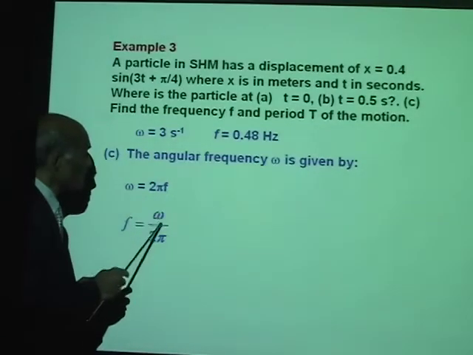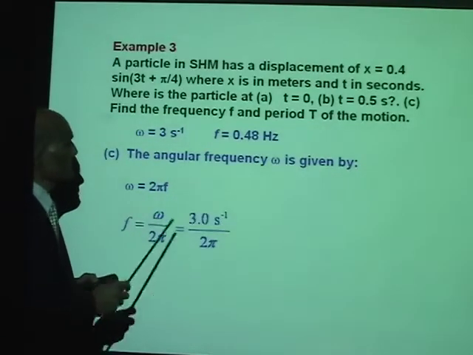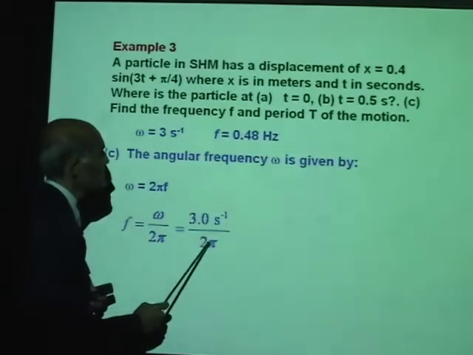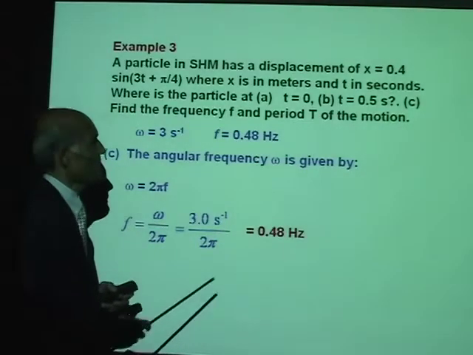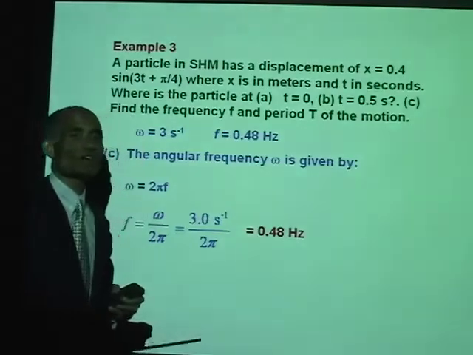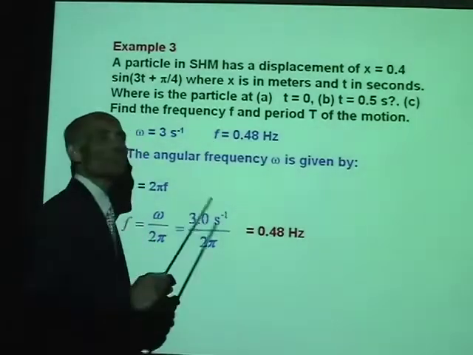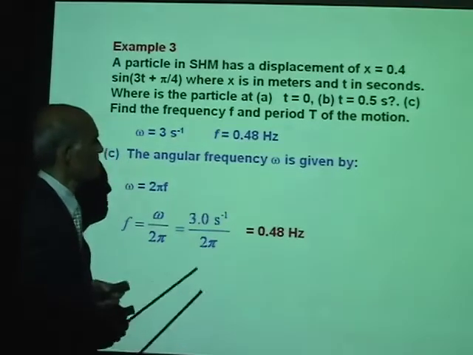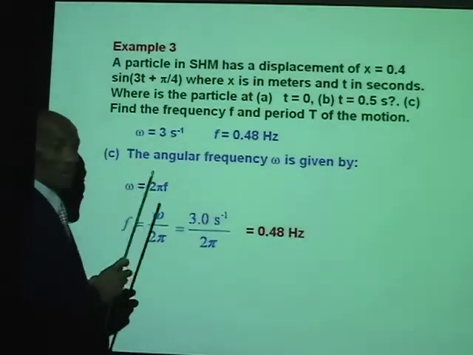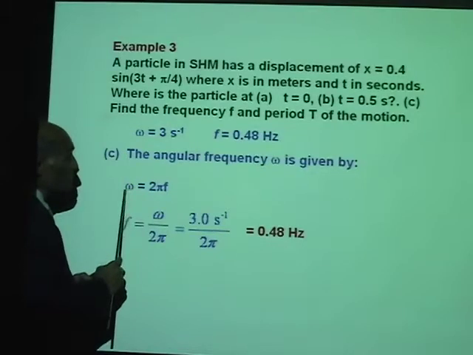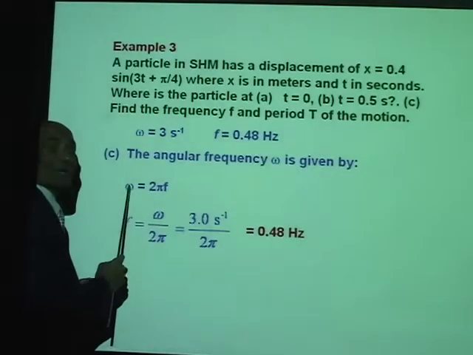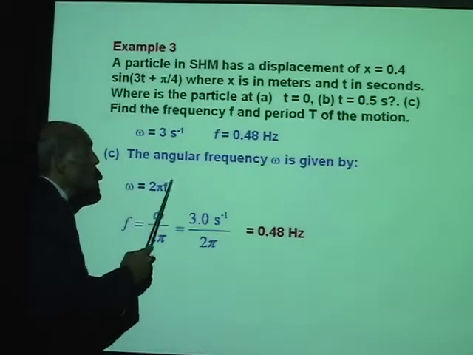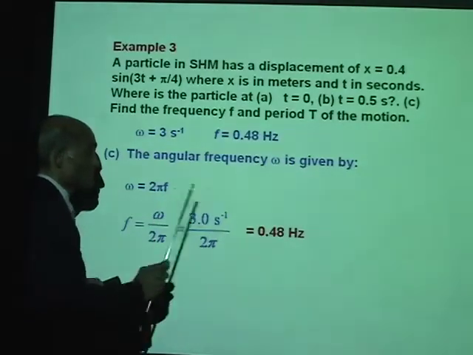So f equal to omega divided by 2 pi, that is 3 hertz divided by 2 pi, that is 0.48 hertz is your frequency. Well, I wrote down that early there. I don't know why, but it just happened. But the important thing is, if you know the value of your omega, then you know the value of your frequency. See that?